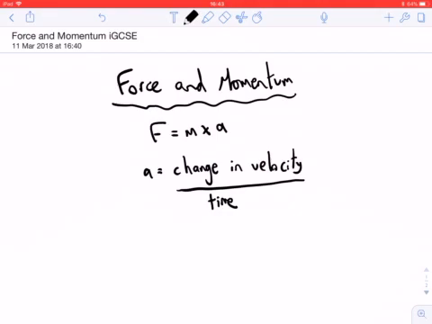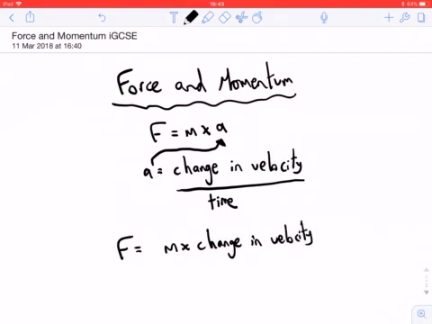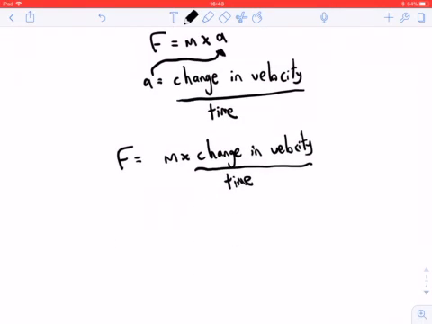Now I can put that formula for acceleration into this one for force, and what I'll get is force is equal to mass times change in velocity divided by time. Now let's look at that top part of that equation.